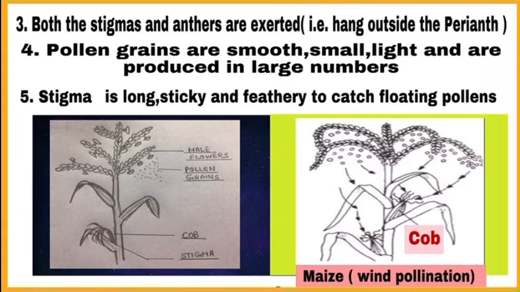Fourth point. Pollen grains are smooth, small, light and are produced in large numbers. Fifth point. Stigma is long, sticky and feathery to catch floating pollens. After this, draw diagram as shown with the help of pencil in your practical notebook.